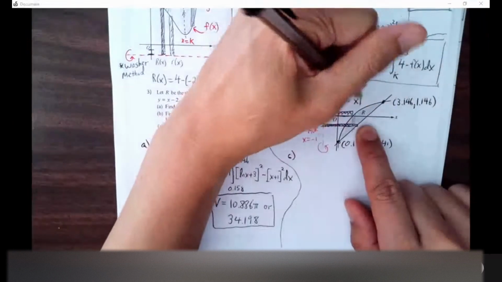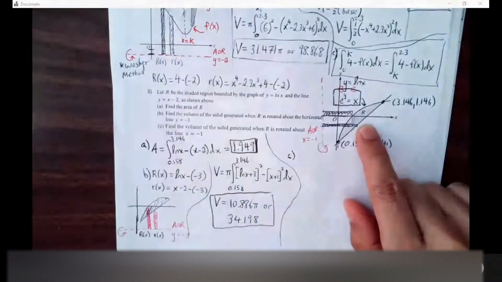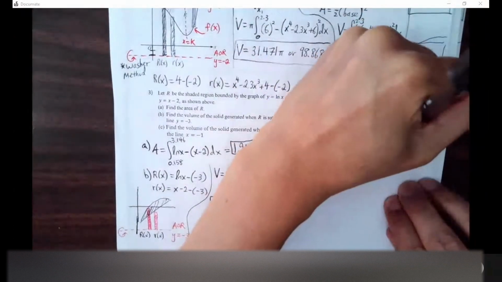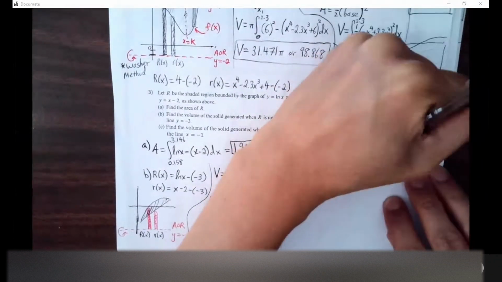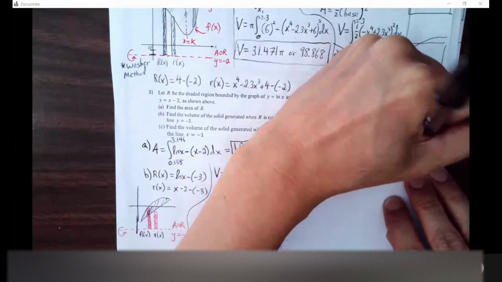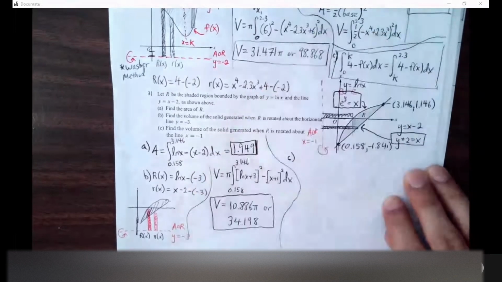So this is my adjusted equation. Now that's going to represent the curve. And then initially I had y equals x minus 2. If I solve for x, I get x equals y plus 2. And now this is my adjusted equation for my linear graph.